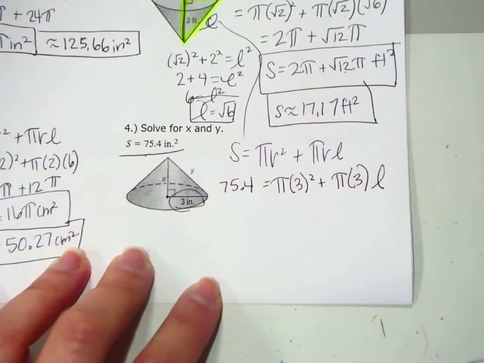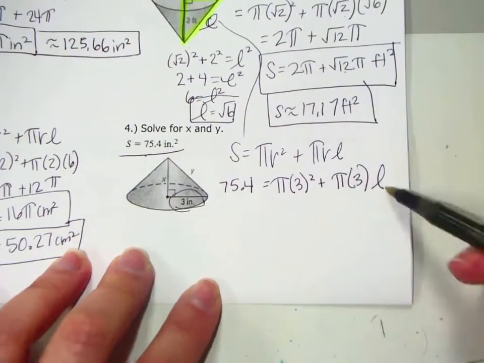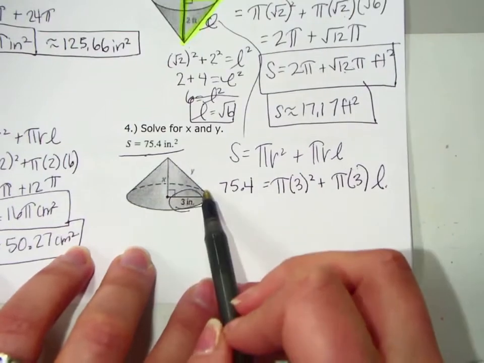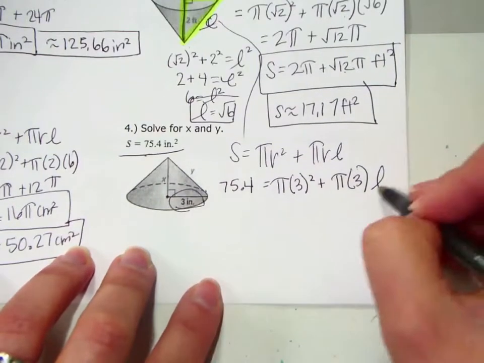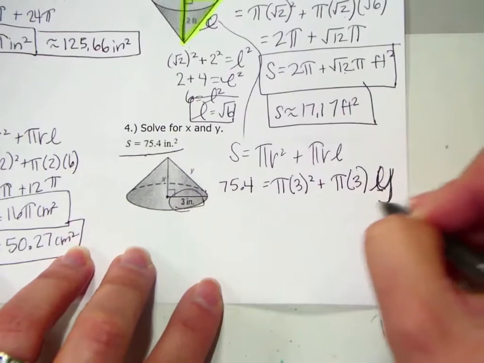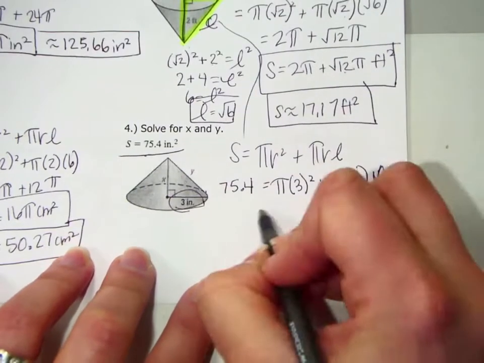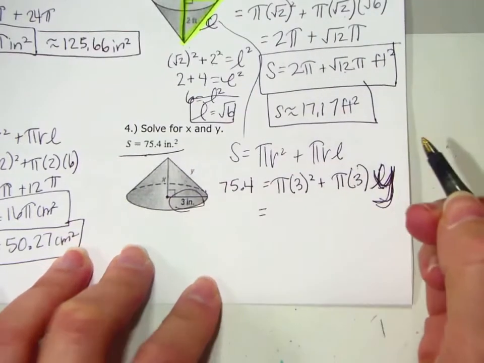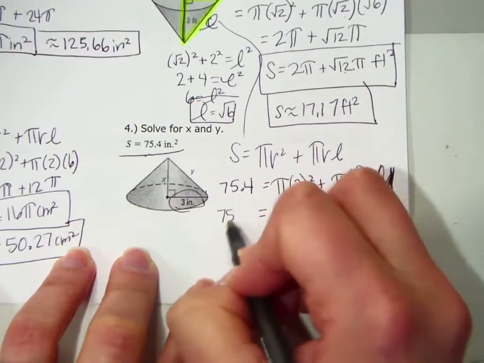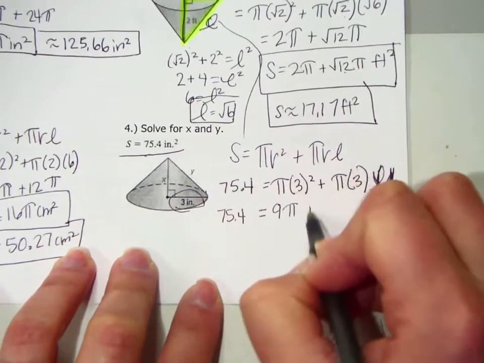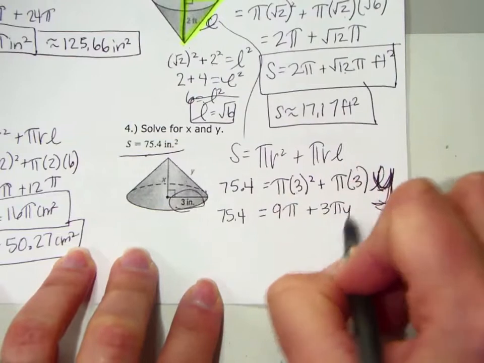And then the first thing that we're missing in our formula is the slant height, which if you look at the picture, the slant height is the y. So if you want to replace that slant height with a y, that's fine, or leave it in, it doesn't matter. And then let's use our algebra skills. So this will be 75.4 equals, 3 squared is 9 pi plus 3 pi y.